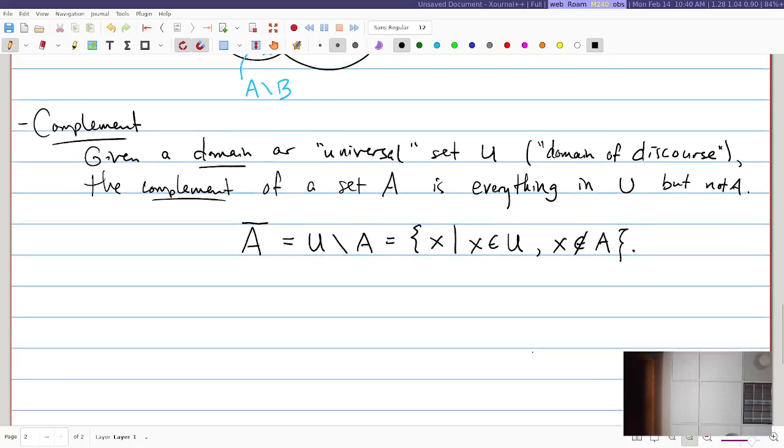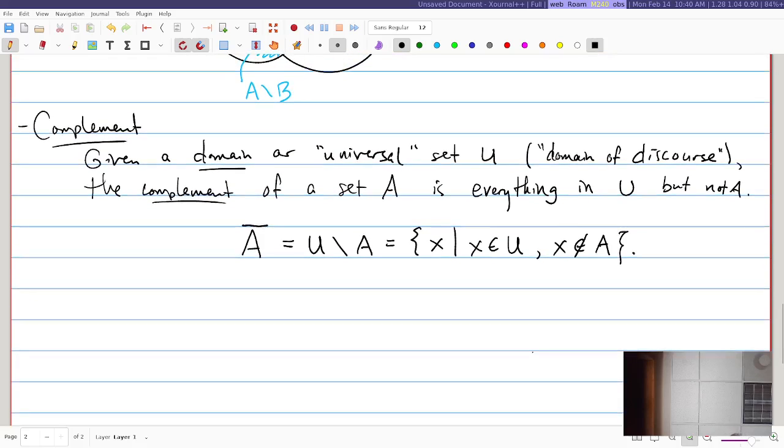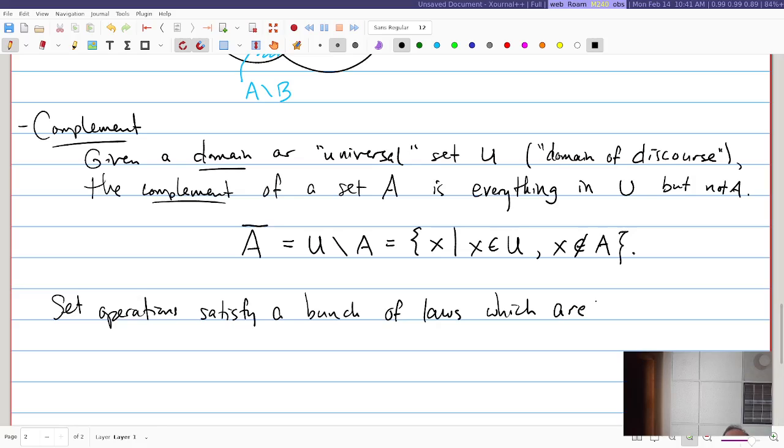So I will say, I don't want to spend a lot of time talking about this. But I will just note, set operations satisfy a bunch of laws which are exactly analogous to the laws that we already learned for propositional logic.